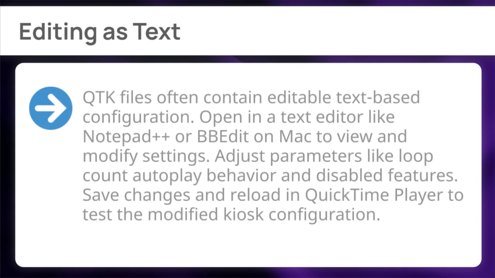Next, editing as text. QTK files often contain editable text-based configuration. Open in a text editor like Notepad++ or BBEdit on Mac. To view and modify settings, adjust parameters like loop count, autoplay behavior, and disabled features. Save changes and reload in QuickTime Player to test the modified kiosk configuration.